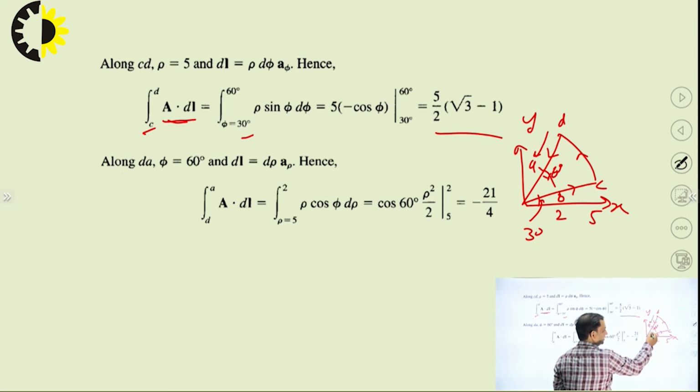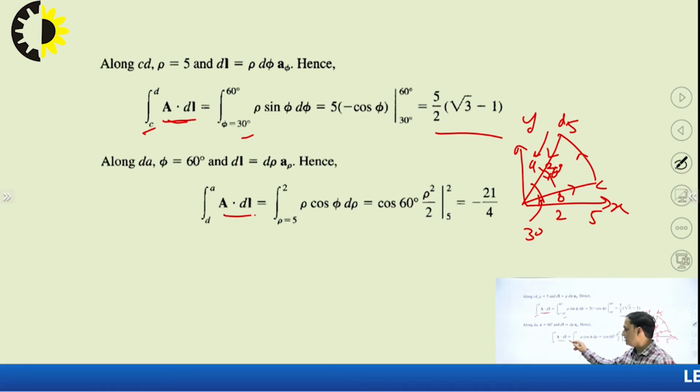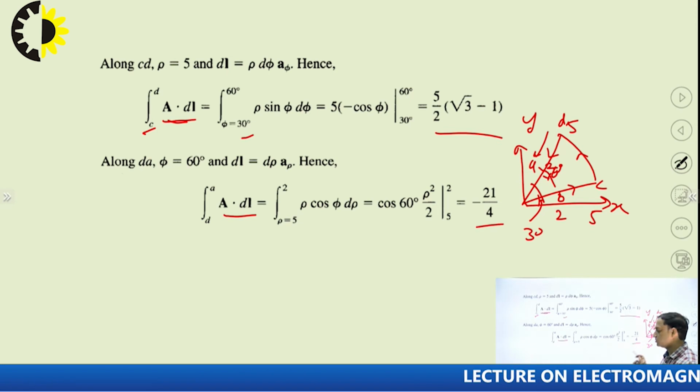From D to A, the angle of this one is 60 degree, which is fixed, and rho is varying from 5 to 2, because the direction is in this way. So rho is equal to 5 to 2. Just take the A dot dl, and when you solve this by applying the limits, you will get the value minus 21 by 4.